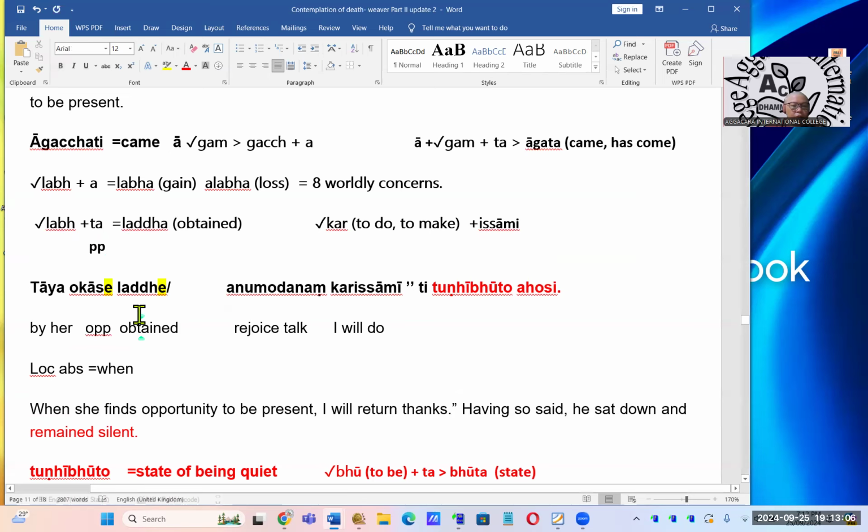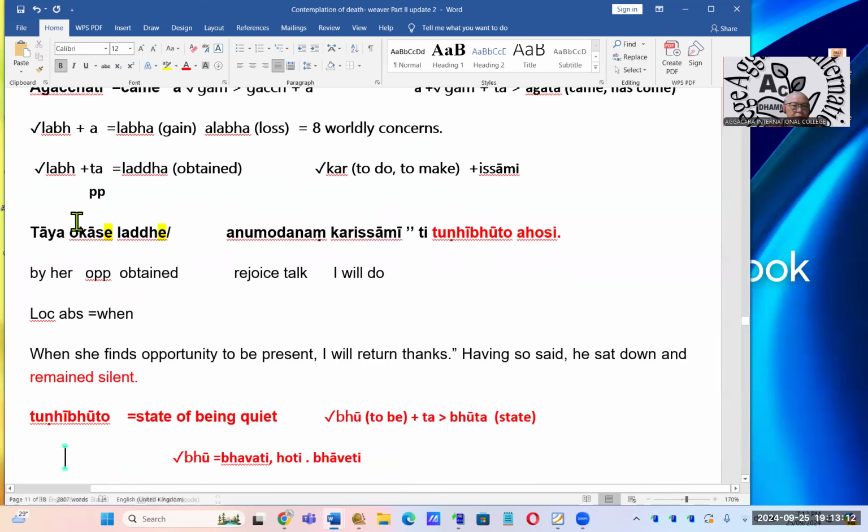So when the opportunity is obtained by her, taya, we take it as instrumental, by her. So I will give, I will do rejoicing, anumodana. Anumodana is about the talk. So tumhi buto. And this is a plural here because it's linked with the masculine. All right. So the Buddha is masculine, nominative, plural. So ahosi, aorist, third person, singular.